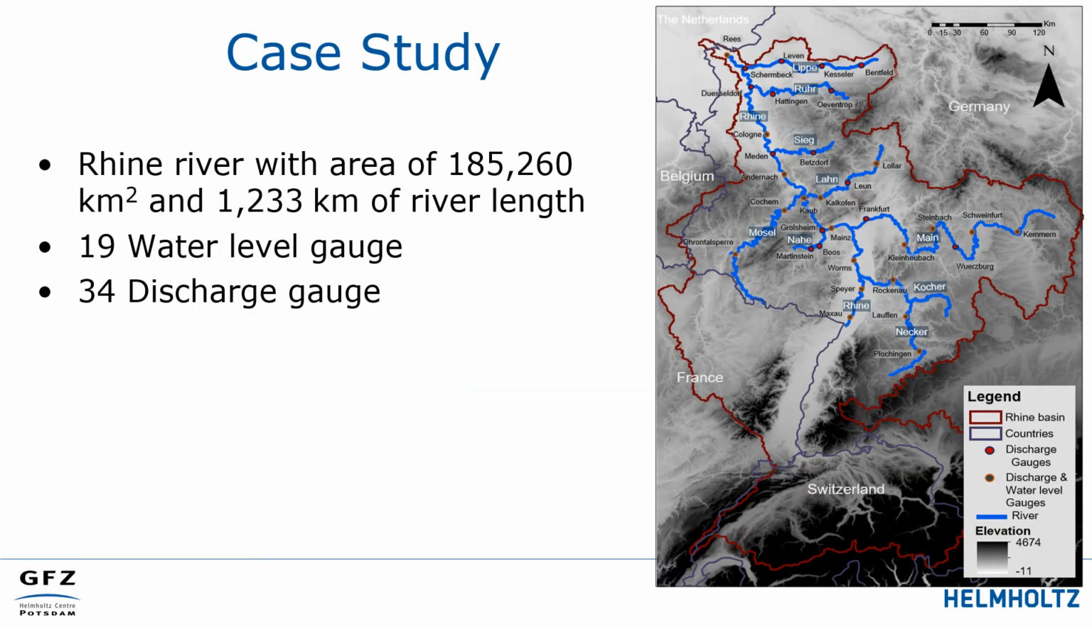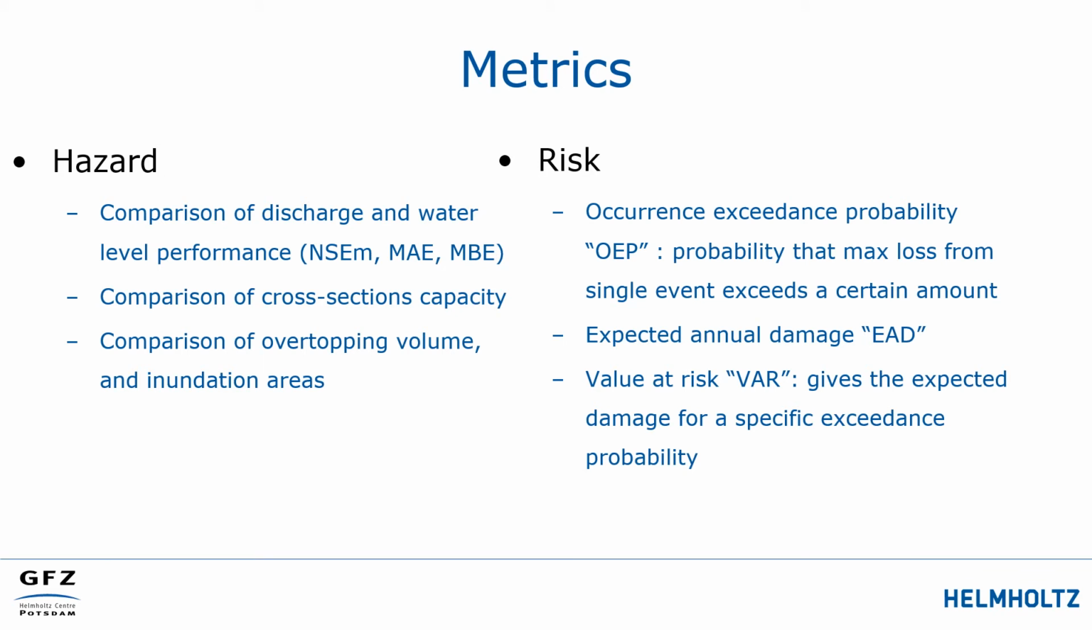To validate our study, we use the Rhine catchment with an area of almost 185,000 square kilometers and more than 1,200 kilometers of river network. To analyze the newly implemented methods in the RFM model chain in terms of hazard, we compare the simulated discharge and water level with the observed data, and in terms of risk, we use the occurrence exceedance probability and expected annual damage to compare the estimated damage and risk calculated by both models.